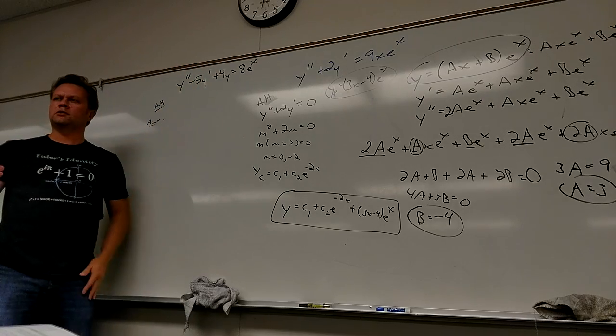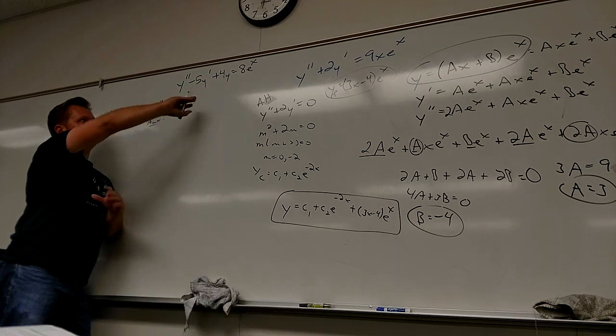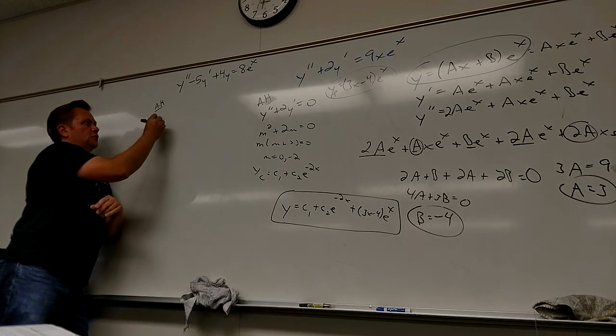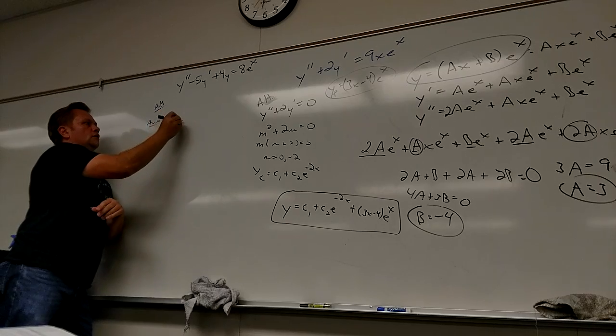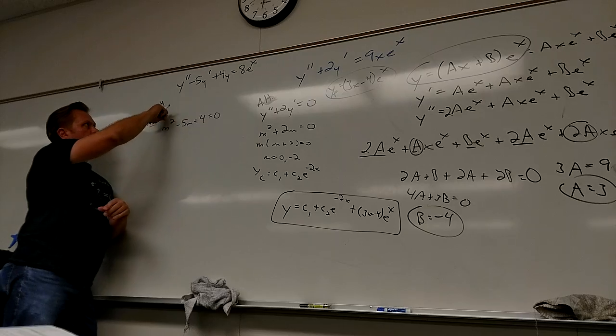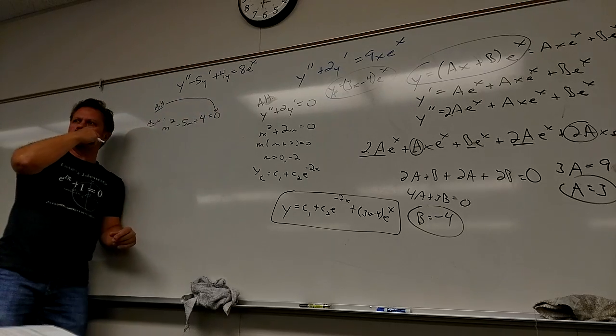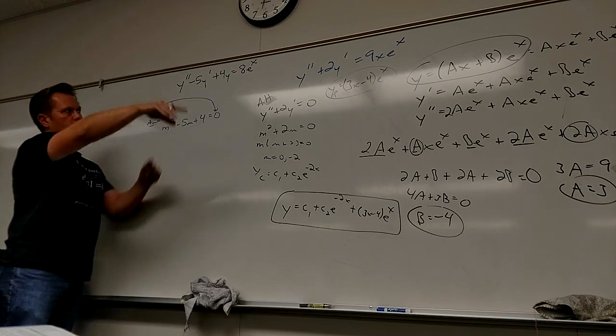People make too many assumptions about what works and why. But for this one, we know we're doing e to the x, which is beautiful. It becomes a very simple auxiliary. What do you get? M squared minus 5m plus 4 equals 0. That is making this homogeneous. It's finding your YCs, and then we'll focus on our YPs.